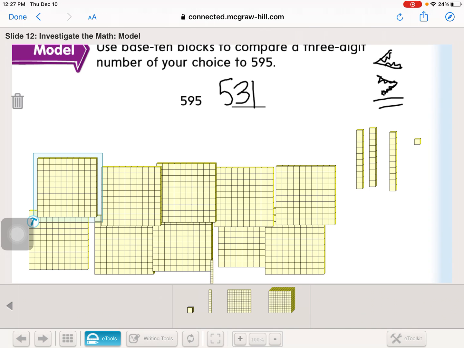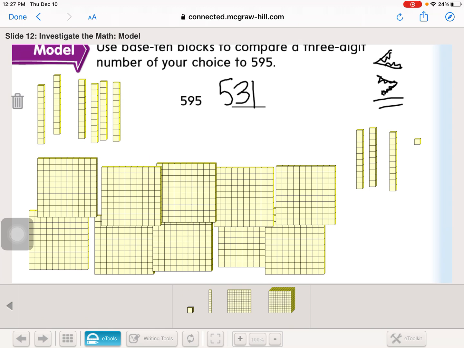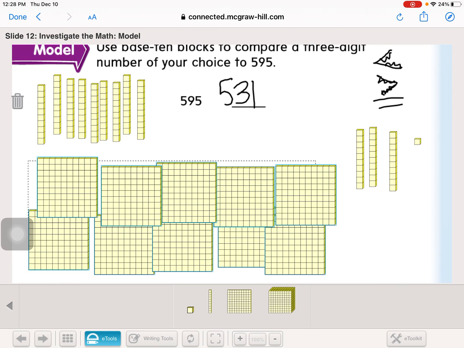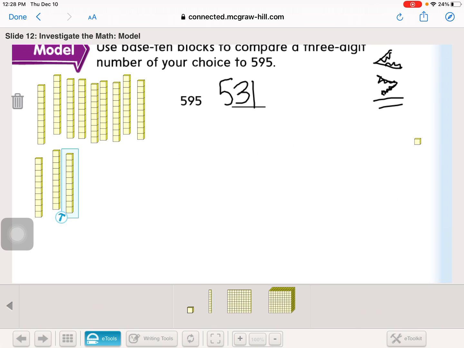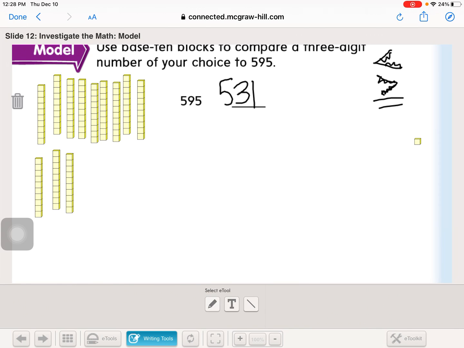And in the number that we made, we had 3 tens, but the number that was already there had 9. 10, 20, 30, 40, 50, 60, 70, 80, and 90. So if we compare our tens, we can easily see that 595 has way more tens than 531, which makes it the bigger number.